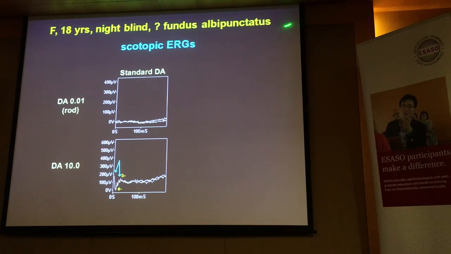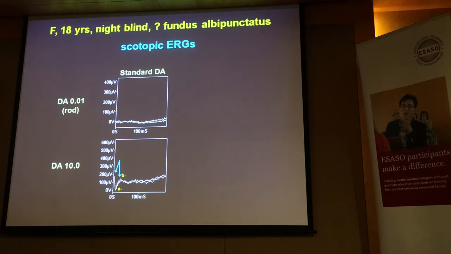Now, of course, one of the possibilities, if you've got white dots, is fundus albipunctatus. Then we do our rod-specific ERG, and it's undetectable, and we have a B wave that's smaller than the A wave with the bright flash.